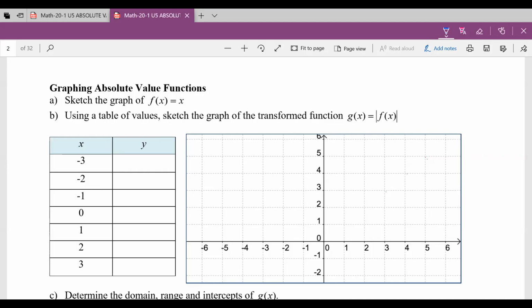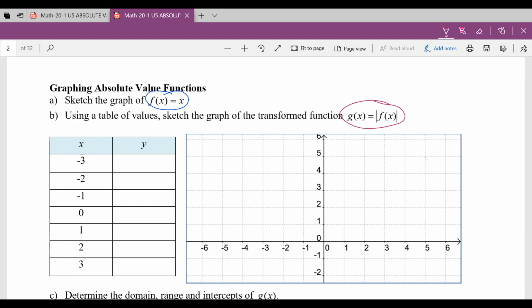Let's investigate the nature of the absolute value of a function by looking at a very simple function, perhaps even the simplest function of all. f of x equals x. We're going to graph f of x equals x, and then we're going to graph the absolute value of f of x. The absolute value, we're just going to give a different name. So the first function we draw is f of x equals x, and then we're also going to draw g of x, where g of x is the absolute value of f of x.